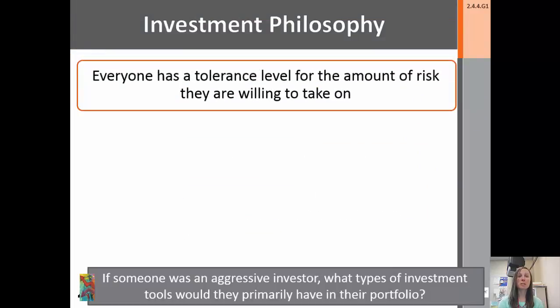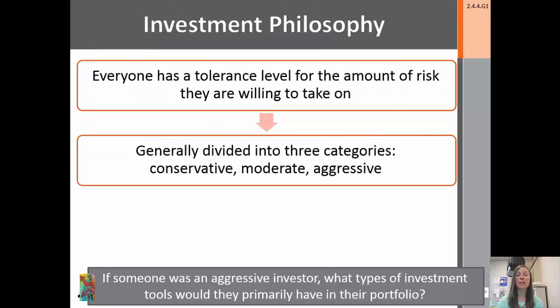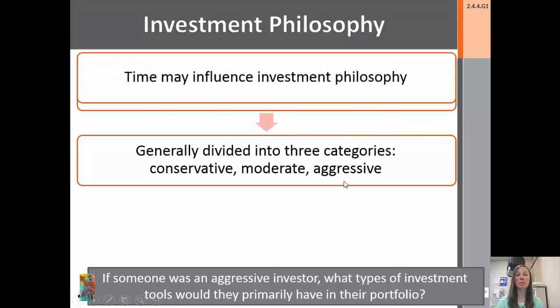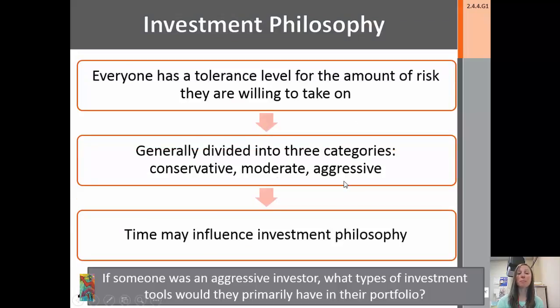So you've gotten your results. Everyone has a tolerance level for the amount of risk they are willing to take on. And generally, you're divided into 3 categories: conservative, moderate, and aggressive. Your time may influence your investment philosophy, meaning your age. So if you are younger, you may be more aggressive. Older people might be more conservative, but you can be in any of these categories and your results would have kind of told you about where you fit in. Conservative means you're not willing to take many risks. Moderate means you'll take some, and aggressive means you'll take quite a few.